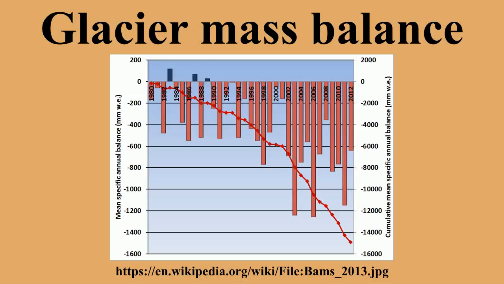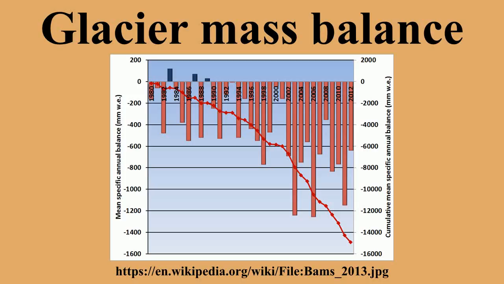In terms of the cumulative specific balances, Hintereisferner experienced a net loss of mass between 1952 and 1964, followed by a period of recovery to 1968. Hintereisferner reached an intermittent minimum in 1976, briefly recovered in 1977 and 1978 and has continuously lost mass in the 30 years since then. Total mass loss has been 26 meters since 1952.